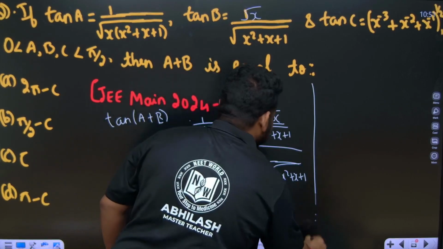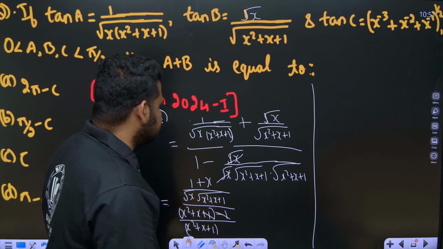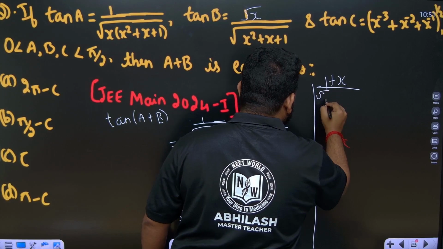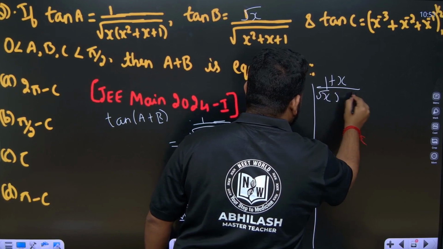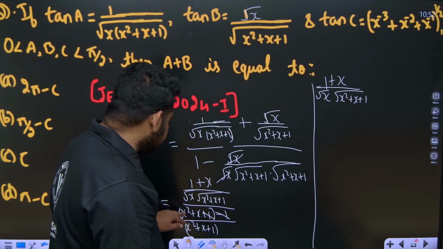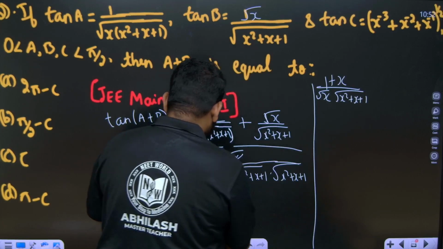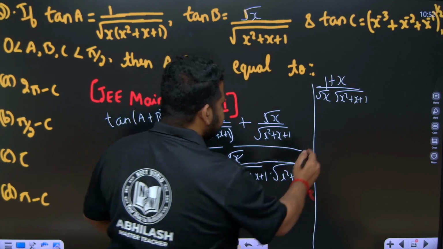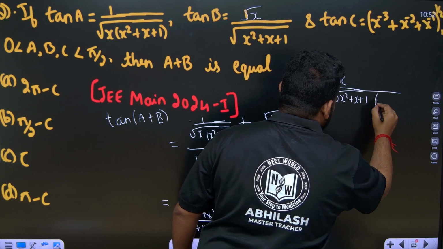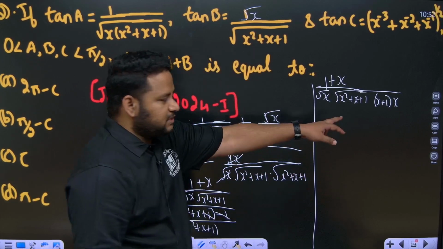Let us continue here. So this I can write it as what, friends? So x square plus x plus 1. So this is 1 plus x. So numerator is 1 plus x divided by square root of x into square root of x square plus x plus 1. Okay, this denominator is what? X square plus x, I can write it as x into x plus 1. Here I'll have x square plus x plus 1.